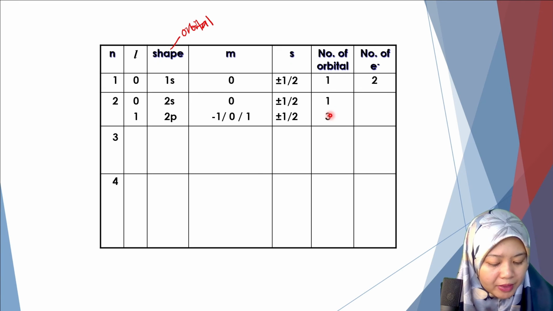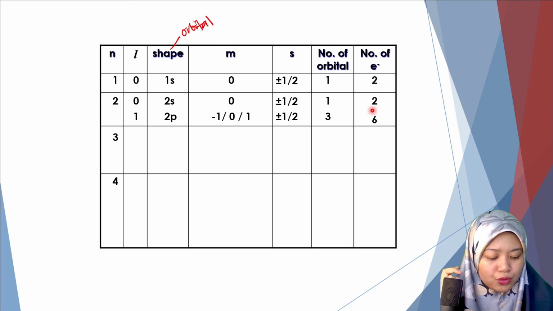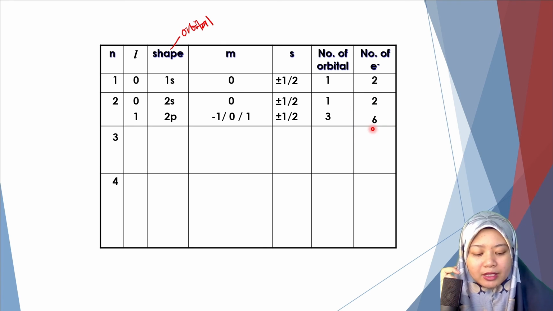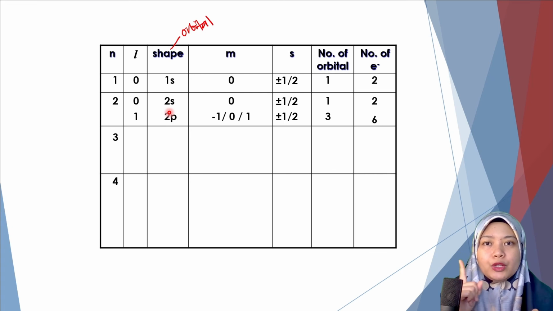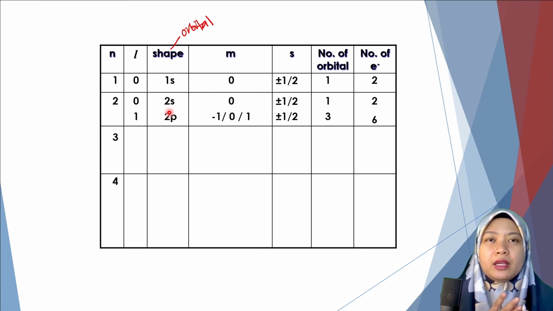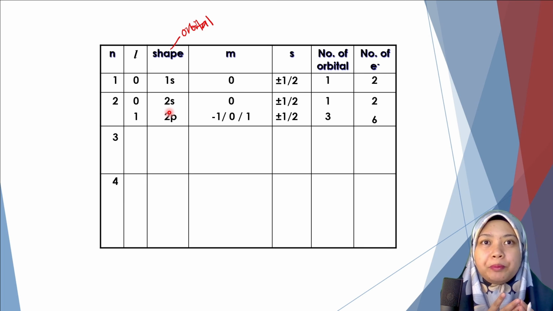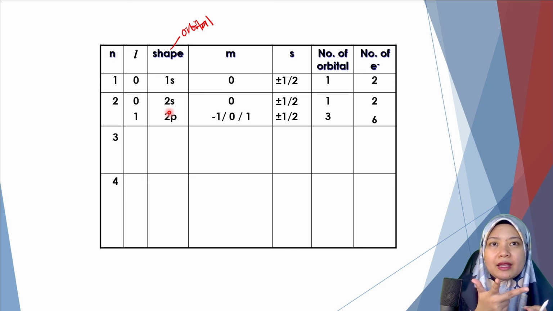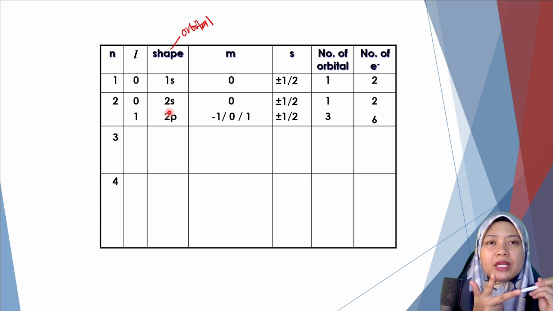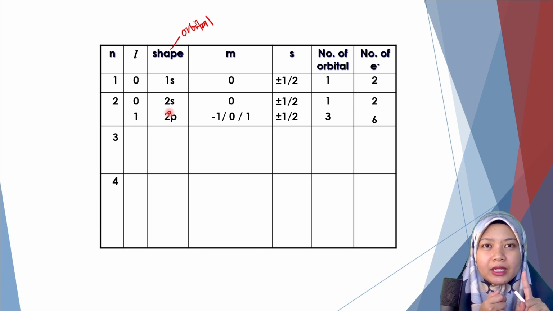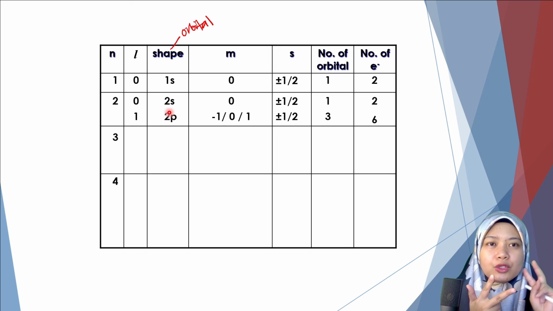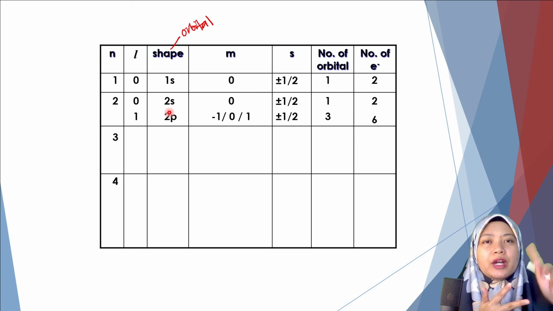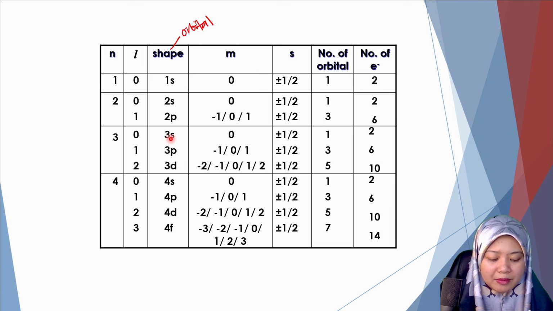The number of electrons in 2s: we can only fill 2. In 2p, there are 6 electrons, because the 2p orbital has 3 orientations. Look at the drawing of 2p: px, py and pz. In 2px we can fill 2 electrons. One orbital can maximally occupy only 2 electrons. 2px has 2 electrons, 2py has 2 electrons, 2pz has 2 electrons. So the total electrons for 2p is 6. 3s is no problem, follow the same as before.